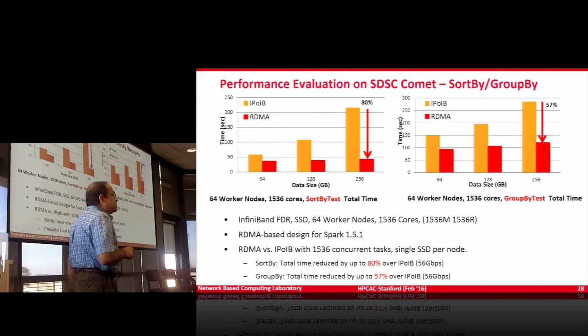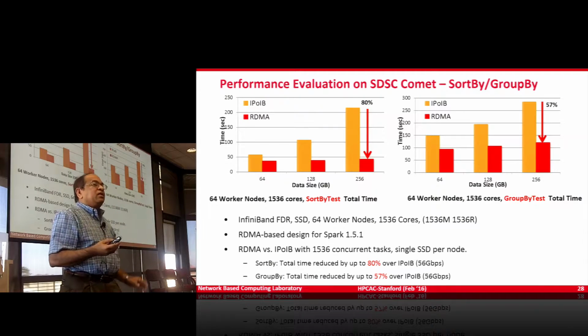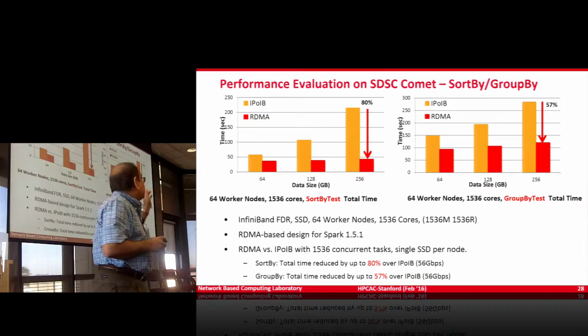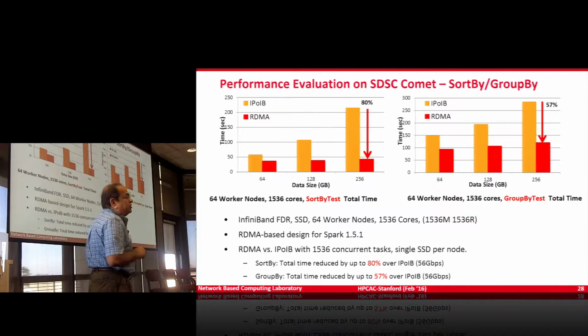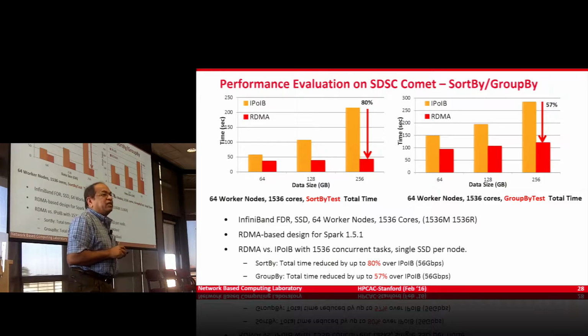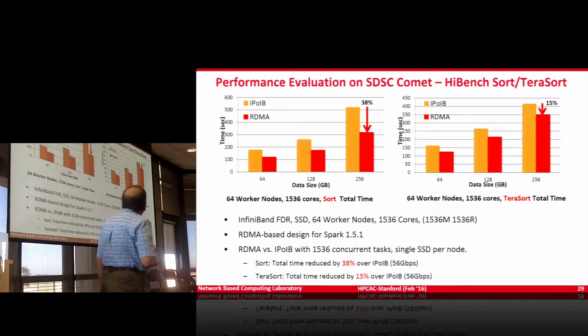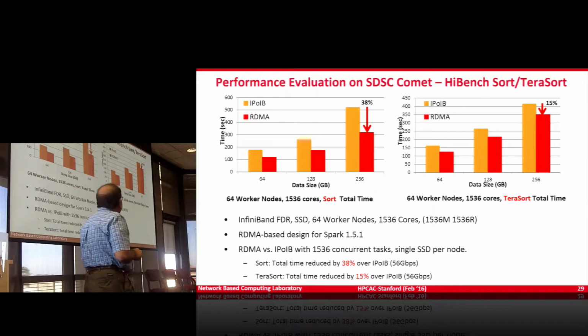And these are some of the numbers in the Spark literature. There are different kinds of benchmarks, like SortBy and GroupBy. Here you can see an 80% benefit compared to the IP over IB design. This is taken on the SDSC Comet, with all these details. This is a 1536 core experiment, quite a large job we are trying to run here. 80% benefit, and here around 57% benefit.